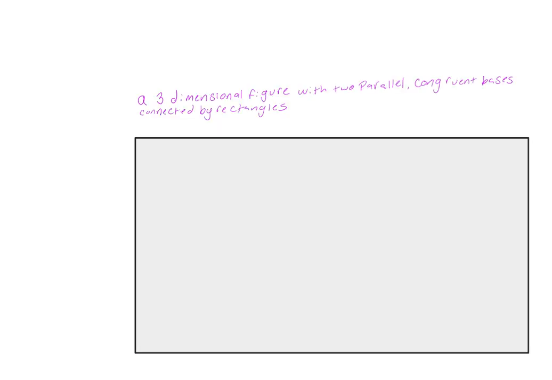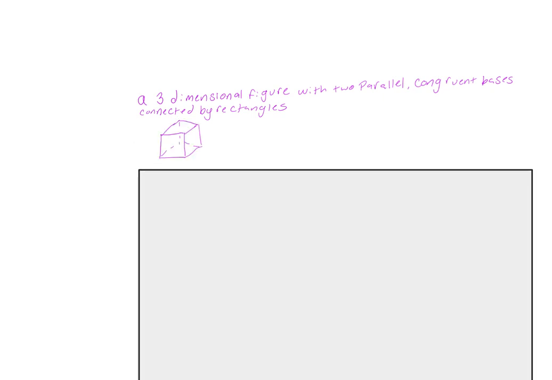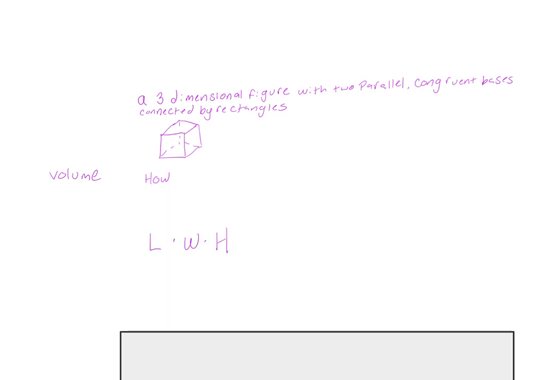Vocabulary. One of the vocabulary words I'm going to cover is prism. A prism is a 3-dimensional figure with 2 parallel congruent bases connected by rectangles. Here is a picture of a prism. Volume is how much it takes to fill. So to find the volume of a prism, it is length times width times height.